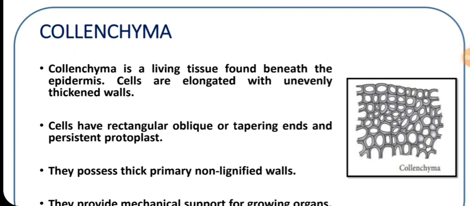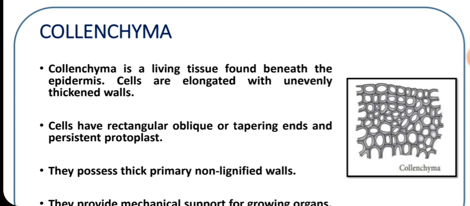Dear students, today we'll be discussing tissues. In the last class, we discussed simple permanent tissues. Under that, there are three types: parenchyma, collenchyma, and sclerenchyma. And today we will take collenchyma.